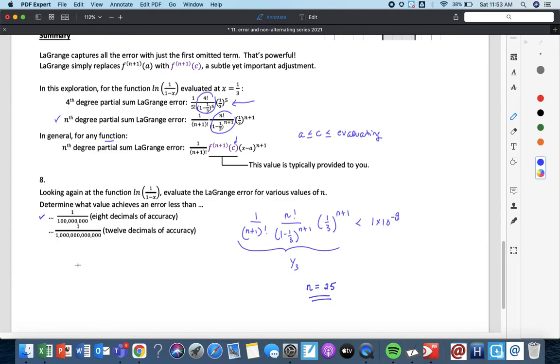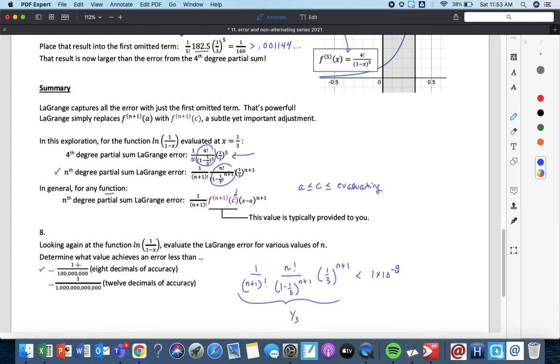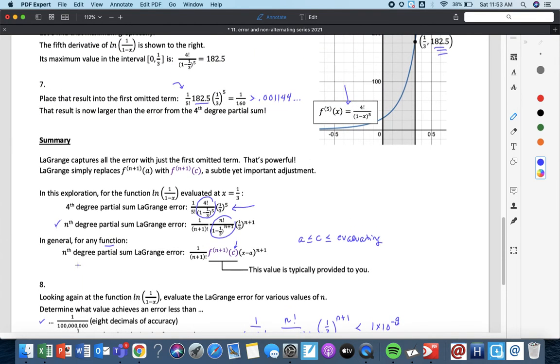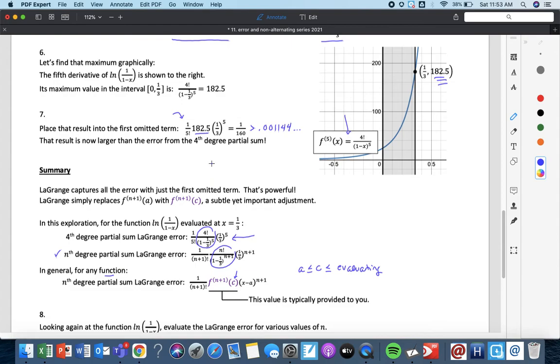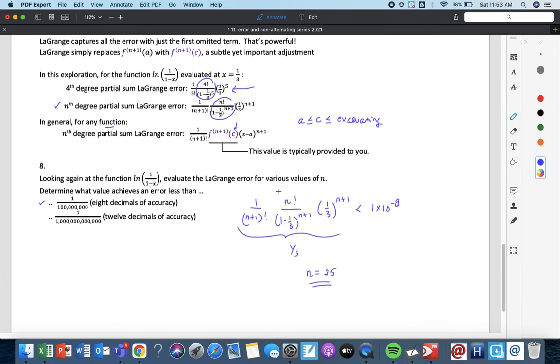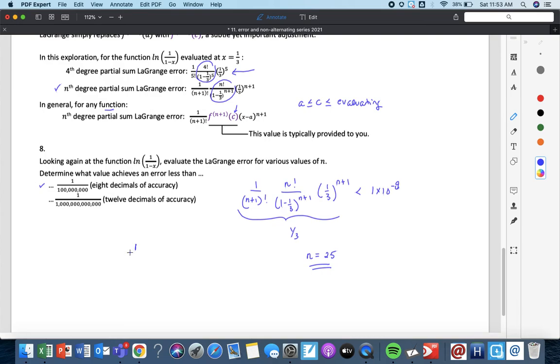Now, when you're actually working on Lagrange error problems, like if you see it on the AP exam, usually they will provide you this number of 182.5 or whatever the number is. So they'll tell you what the maximum value is to place into that first omitted term. So all you'll have to do is write your, in that case, 1 over 5 factorial, put that value in that they provide, and then do x minus a to the 5th. And that will then give you the Lagrange error for the 4th degree. And that's it.